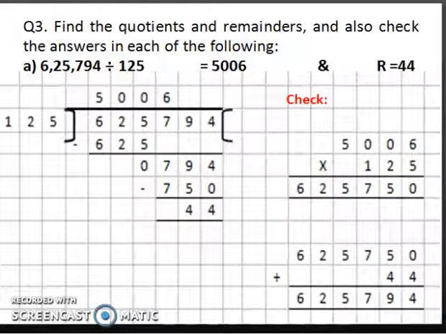The question number 3 again, the question is the same. Find the quotient and the remainder and also check the answers in each of the following. The first part is 6,25,794 to be divided by 125. So we arrange that, the dividend, the divisor, and I also make a rough column. I have not shown it on the screen because making division on PowerPoint was a real tough job.